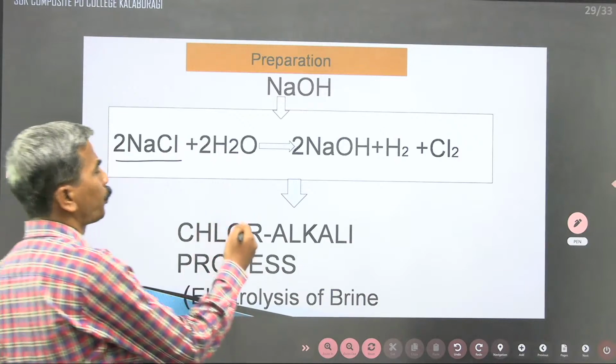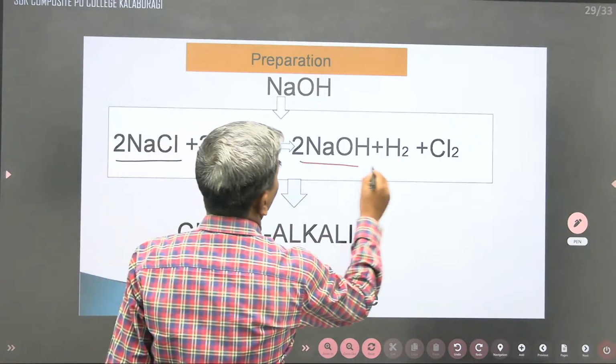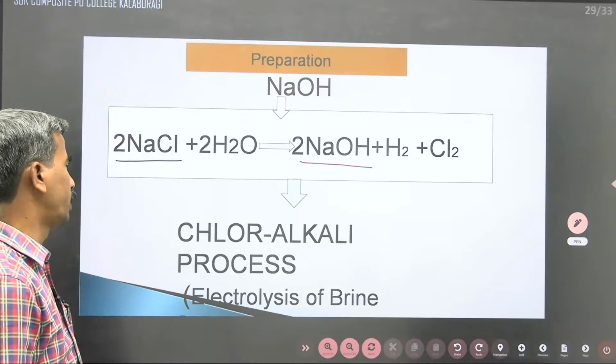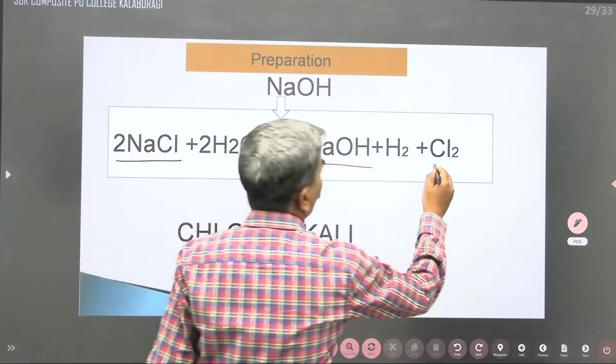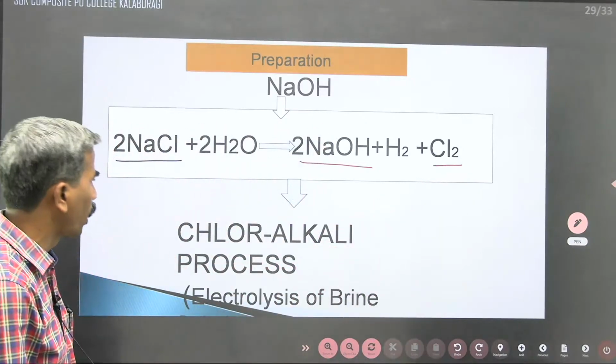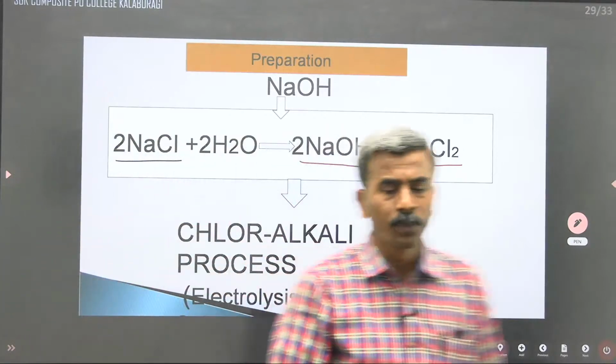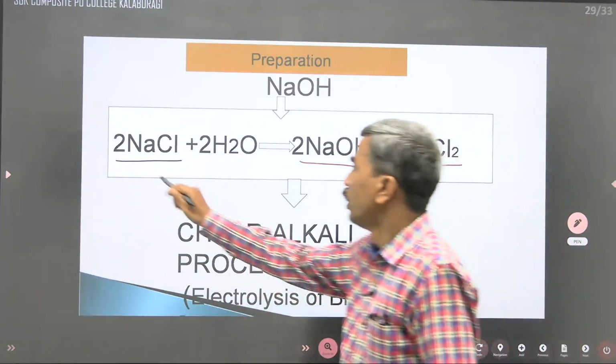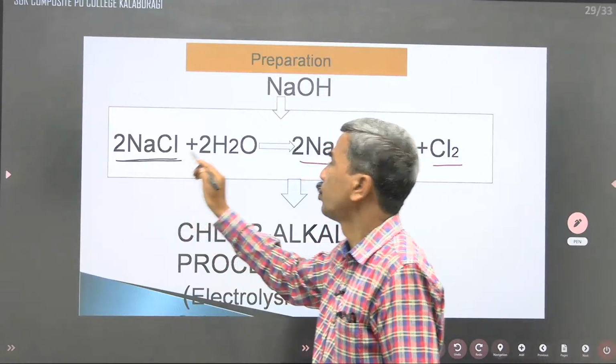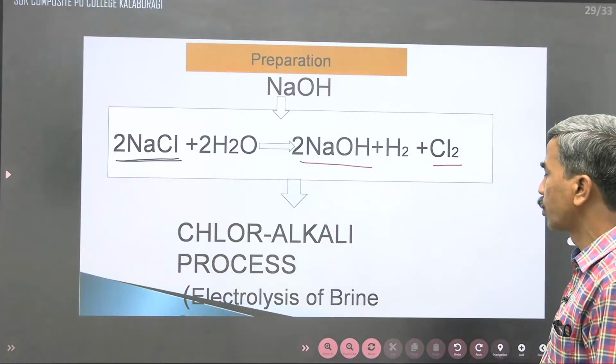During this process we get the base sodium hydroxide, which is an alkali, and the byproduct is chlorine. That is called the chlor-alkali process. An aqueous solution of sodium chloride is what we call brine solution.